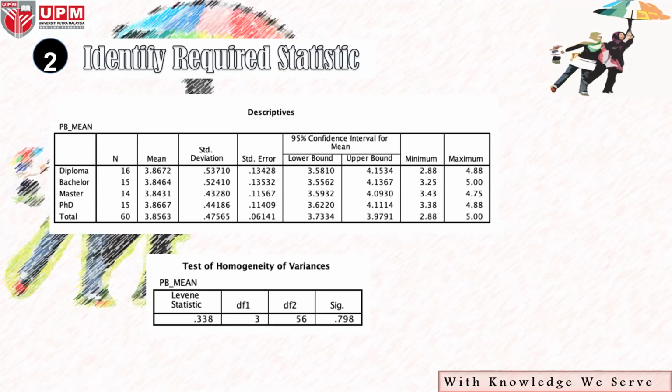Since the significant value of Levene's statistic equals 0.798, is it larger or lesser than 0.05? Larger. So does it meet the assumption or not?